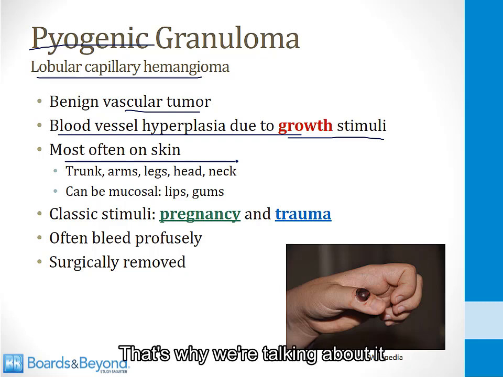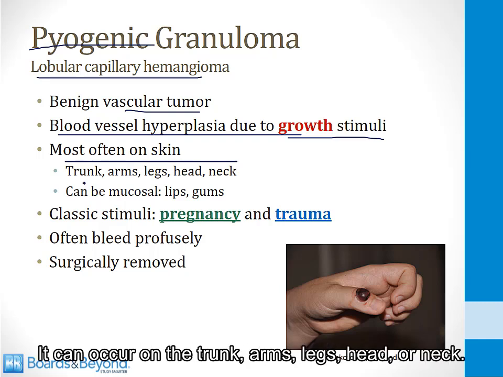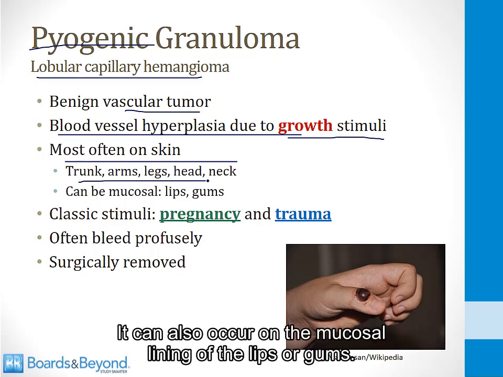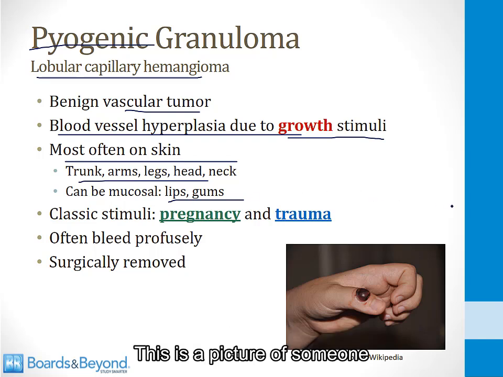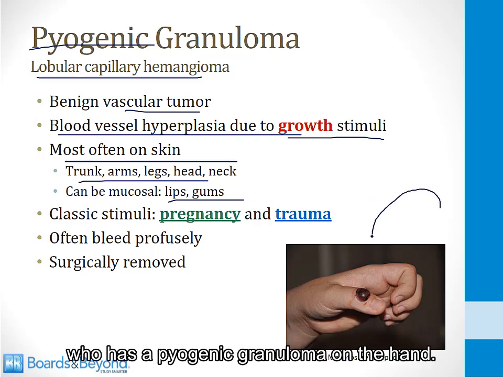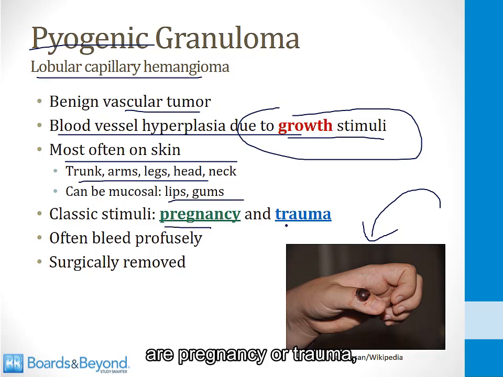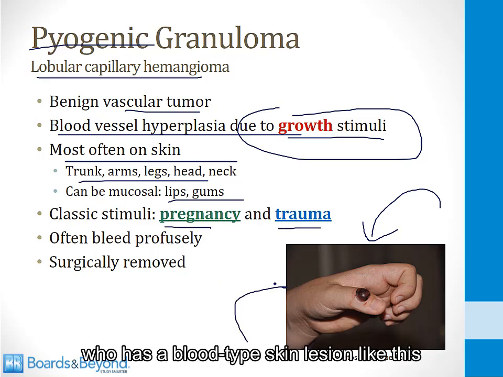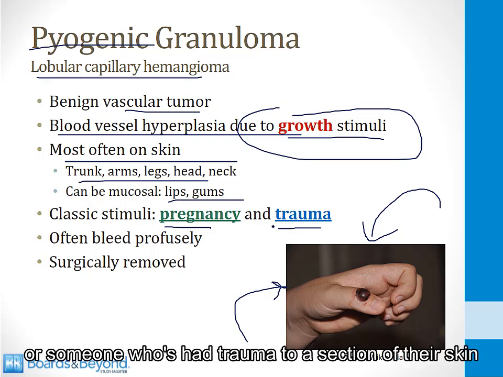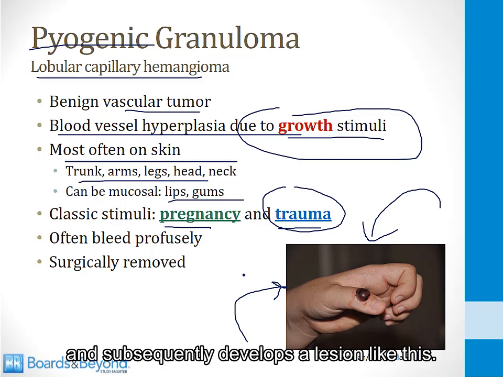That's why we're talking about it in the dermatology section. It can occur in the trunk, arms, legs, head, or neck. It can also occur on the mucosal lining of the lips or gums. This is a picture of someone who has a pyogenic granuloma on the hand. Classically, the growth stimuli that cause this lesion are pregnancy or trauma. So in a board question, this is going to be a pregnant woman who has a blood-type skin lesion like this, or someone who's had trauma to a section of their skin and subsequently develops a lesion like this.